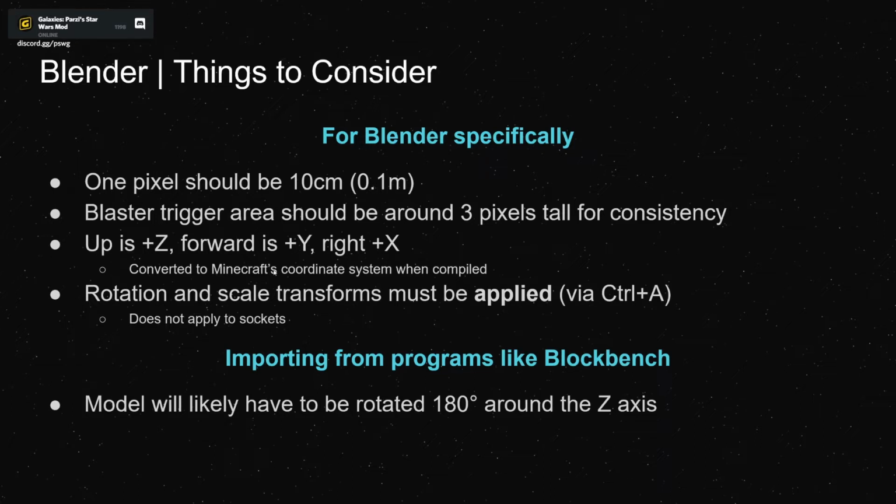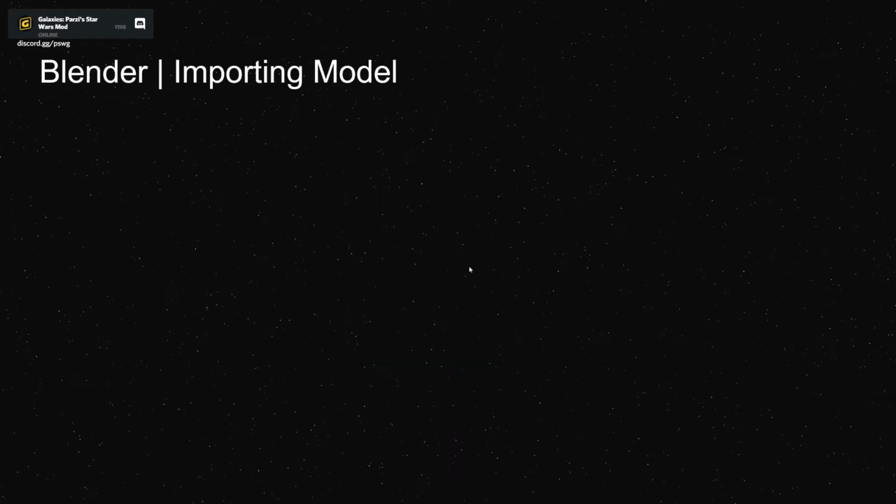And so some more nitpicky stuff in terms of coordinate systems. Up is Z, forward is Y, right is X. That's not something you really need to worry about. We're going to gloss over stuff like that. Rotation and scales is more Blender specific stuff. If you're importing, the big idea is that if you're importing from Blockbench, you need to rotate your model 180 degrees around the Z axis, which is up. So rotate it, make it face backwards essentially. And then you will be in the coordinate system that is ready to be put in game.